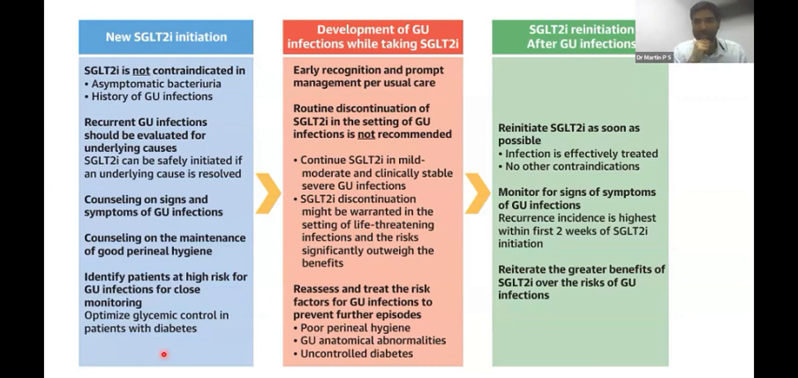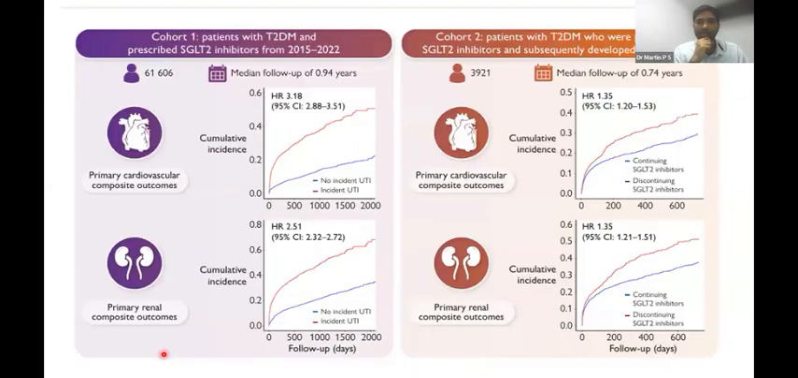Now the problem arises with this study. This study came in the European Heart Journal. It is a study from Hong Kong. I think most of you might have seen it. Here they have brought in a term called incident UTI, as a risk factor for major adverse cardiac events and renal adverse events. The incident UTI itself becomes a risk factor for MACE. When a patient develops an incident UTI, the cumulative incidence of primary cardiac composite outcomes increases. The cumulative incidence of primary renal composite outcomes also increases.